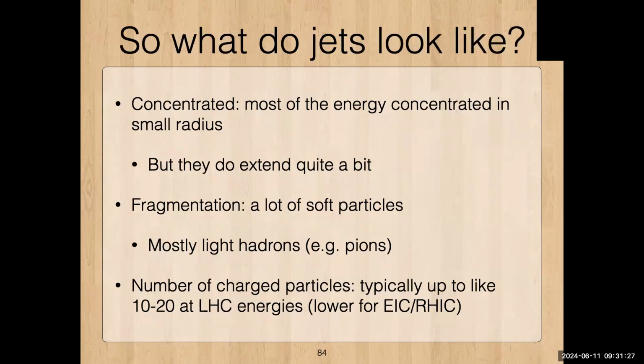Okay, so to summarize what we know about jets and how they look in vacuum: the energy is concentrated, but there's a tail extending quite a bit. When we look at the particle content, it's mostly soft particles, mostly light hadrons, pions also. The number of charged particles is typically 10 to 20 of them, and if you have low energy, then it's lower. All right, so that's how it looks in vacuum.